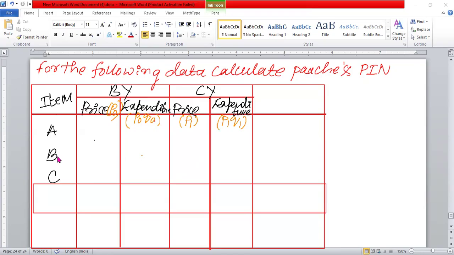Okay, data is ready. First 4, 6, 8. Then 16, 24, and 40. Then 6, 4, 10. Then 12, 32, 30. Calculate Paasche's price index number. Okay, we'll write the formula first.